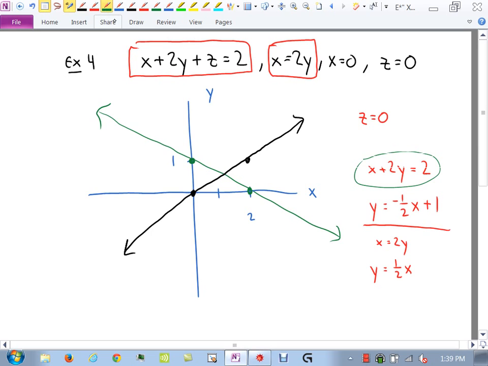Should we start labeling some of these? This one was y equals half x. This one up here, this one was y equals negative. Oh, no, I got them backwards there, didn't I? Yep, I got them backwards. This one is negative 1/2 x plus 1. And then the one up here was 1/2 x.